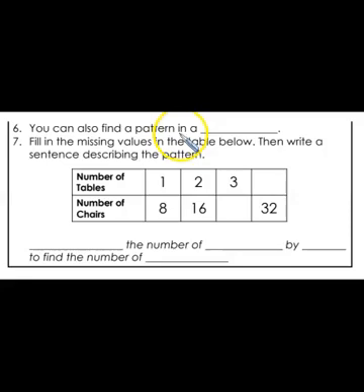Your next mystery letter is the letter U. All right, number 6, you can also find a pattern in a table. A table is simply that graphic that is below. See how it has 2 rows and 5 columns? That's a table. We put information in it. Now we need to fill in the missing values in that table, then write a sentence describing the pattern. So think of this as a machine. You put a number in here, it goes through the machine, which happens to be right where I'm drawing this blue line down the middle, and what pops out on the other side? A different number. So what happened to it inside the machine?